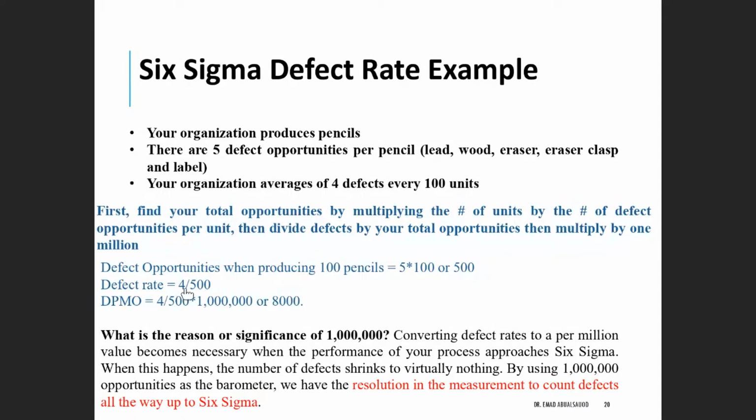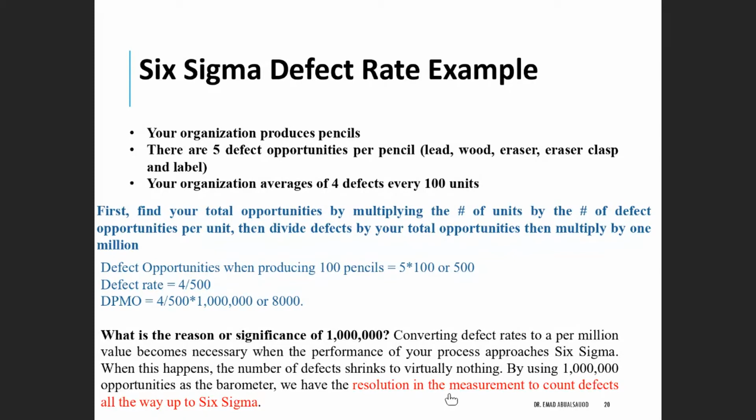When we divide 4 by 500, or imagine if you have 1,000 here instead of 100, okay? So when you divide the 4 by a large number to get the defect rate, you will get a small number of defects. That will show you a lot of fractions and decimals that will not make it easy to identify the quality performance of that process. But by using 1 million opportunities as the barometer, we have a resolution in the measurement to count defects all the way up to Six Sigma. You can imagine it like the nanoscale.